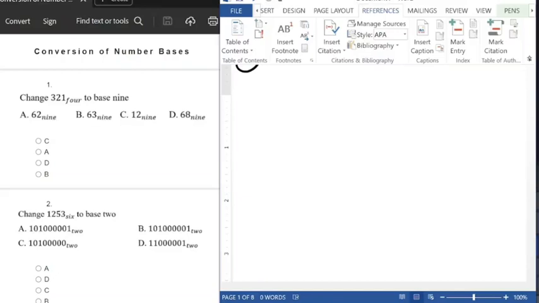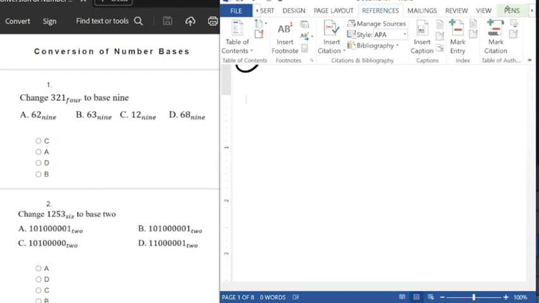So in this class, we want to look at questions on conversion of number bases. We're going to be looking at how to convert from one base to another, and how to convert from base 2 to other bases, to base 10, and from base 10 to other bases. So that's what I want to look at in this video. Let's have the first question.